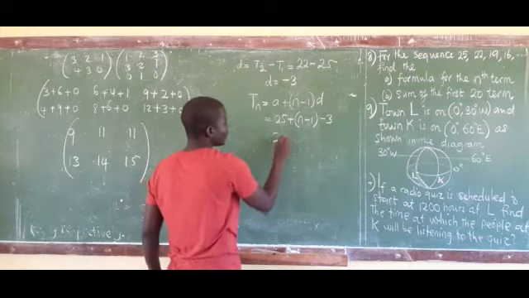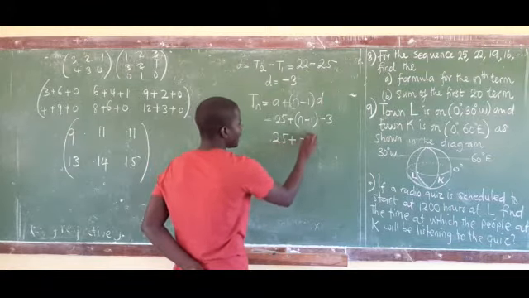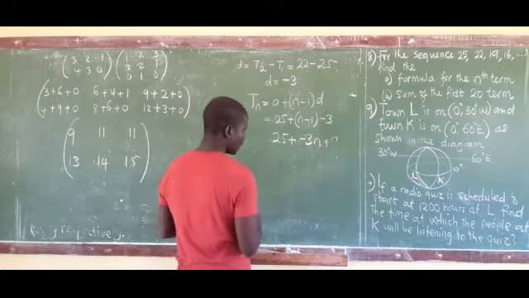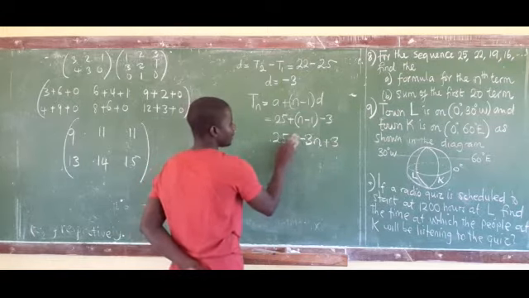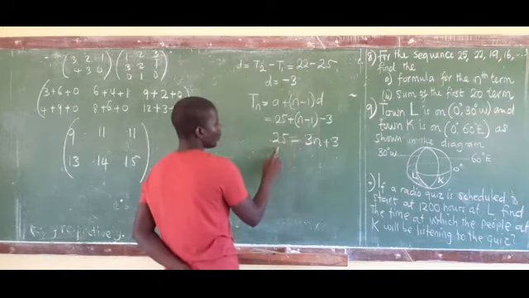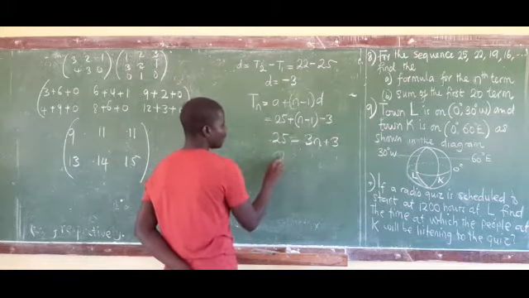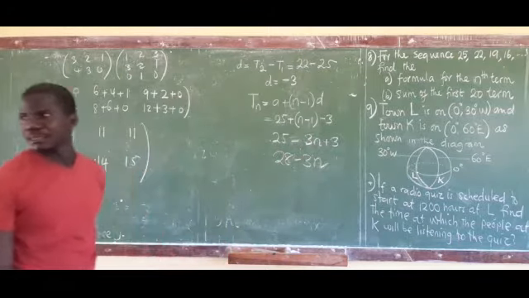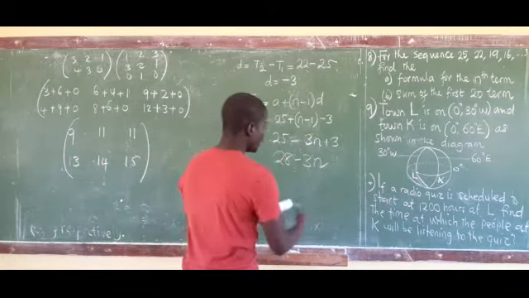So we're going to have 25 plus, if you like, minus 3n plus 3. So 25, you can add it to this one because they're like numbers. So we're going to have 28 minus 3n. Okay? 28 minus 3n.